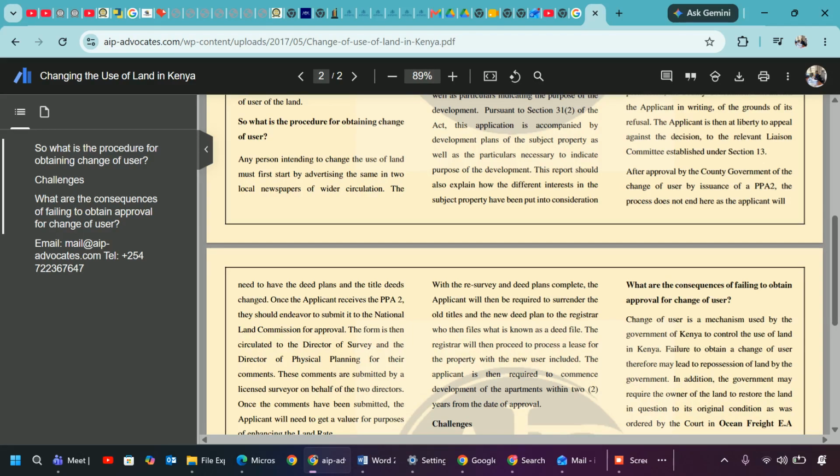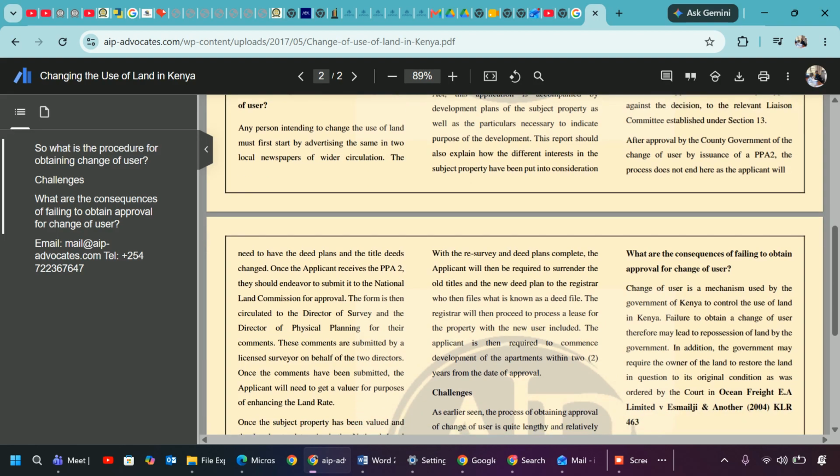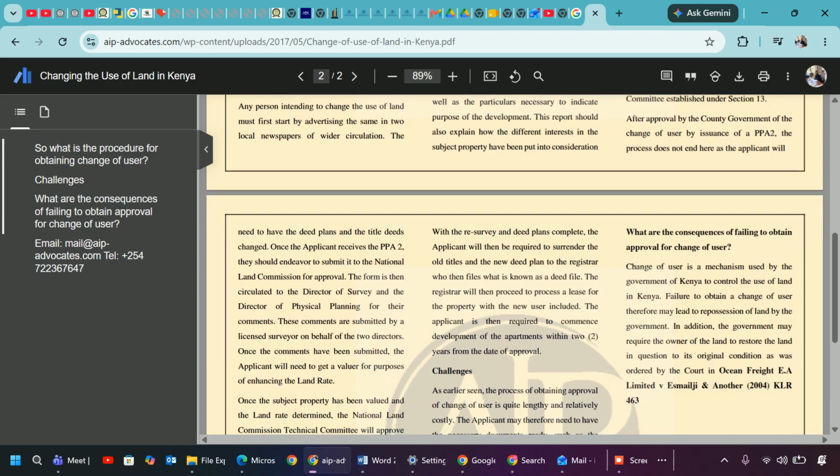approval. In the previous blog, we saw that the National Land Commission will give the lands officer, chief lands officer, permission to go physically to that land. But this blog takes another angle, that the National Land Commission is the one who will approve, because it is this National Land Commission who will circulate it to the Director of Survey and the Director of Physical Planning for their comments. And these comments are submitted by a licensed surveyor on behalf of the two directors. So it is this licensed surveyor who may be going to the physical ground.